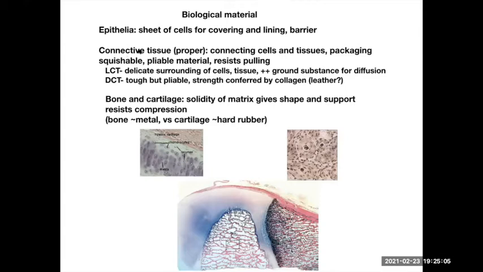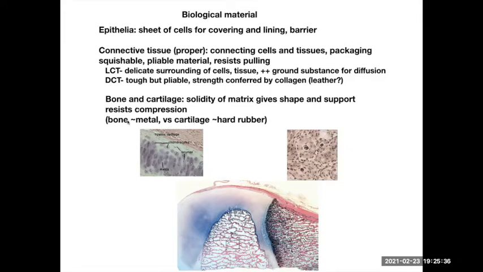So for this other type of connective tissue, these specialized ones, bone and cartilage, here we're going to have a solid structure. It's going to be solid, and it's all due, again, to the matrix. Instead of fibrous connective tissue, we're going to have either a mineralized matrix of bone or a hard rubber of cartilage. So we're going to have things that give us structure, shape and support.